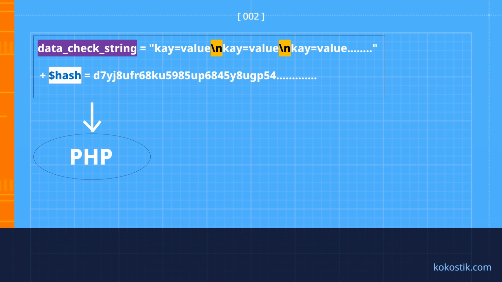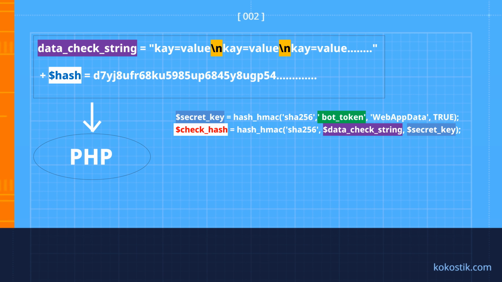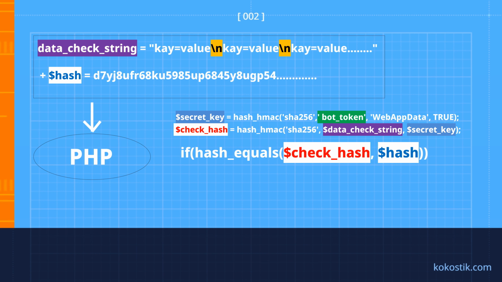The script will generate a secret key based on the token obtained from the BotFather. Then, we will obtain a hash of the data we received from JS using the secret key. The final step will be to compare the received hash with the hash from init data to determine whether the user is good or bad. Let's start writing the code.